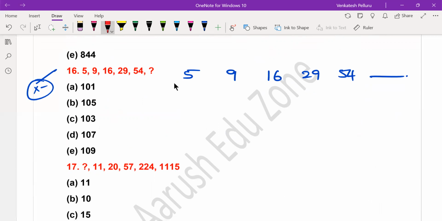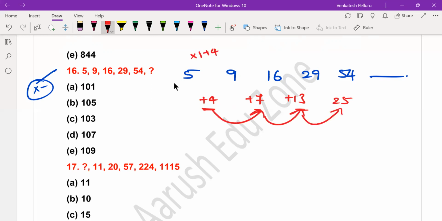So 5, I can write it as into 1 plus 4. No. So what is the problem? It's not actually a problem, right? Or else I can write it as 5 plus 4, 9, 9 plus 7, 16, then 16 plus 13. What is 4, what is 7, and what is 13? So you have to understand. Okay, then 29, 30, 20, 25. So how 4 led to 7? Why am I taking immediately 13 after 17? Why have I gone directly towards 25? There is no proper logic.